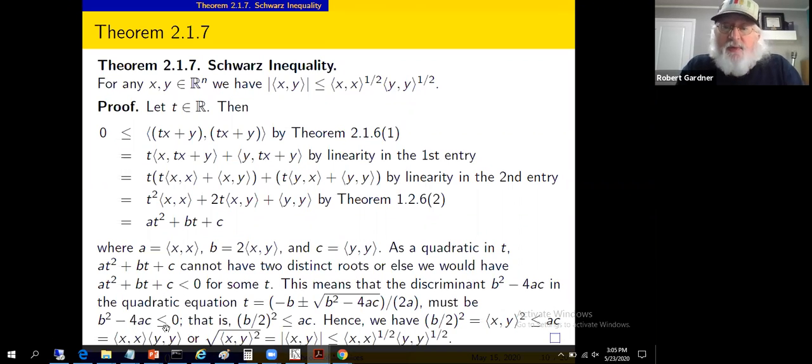Let's take square roots of both sides of that inequality. The square root function is an increasing function and preserves inequalities. The square root of the quantity squared leaves us with the absolute value of the inner product of x and y. That's what we're looking for. On the right-hand side, you pick up the square roots, you pick up the powers of 1/2. And there's a proof of Schwarz's inequality.